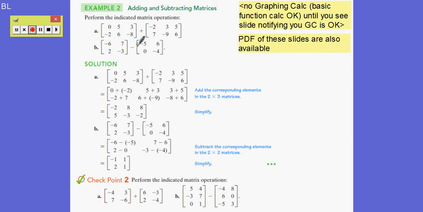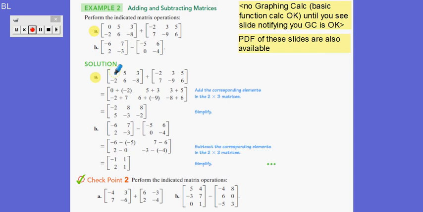The first four slides are going to be review. So let's just jump straight into it. This slide is really, really easy. Adding and subtracting matrices. So let's look right here. Okay, we're going to do A right there.